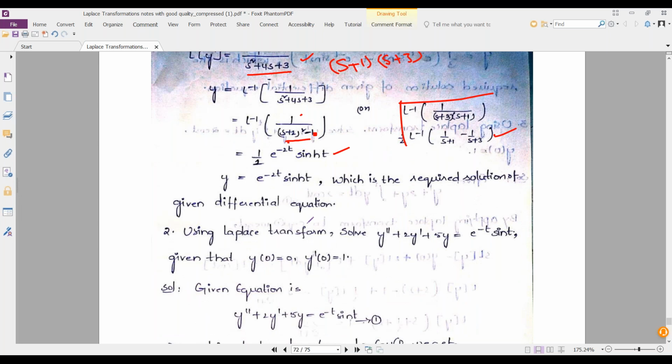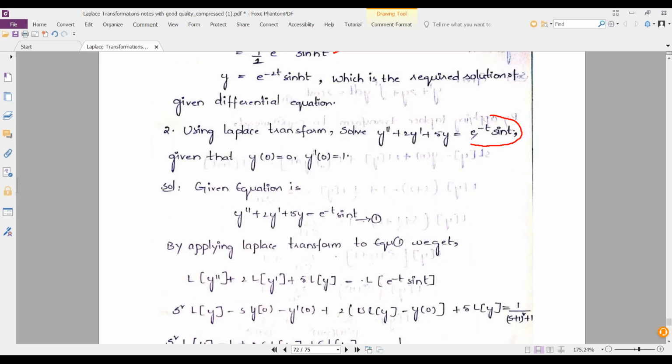Similarly, one more here. In the earlier problem the right hand side was 0. Now in this problem the right hand side is non-zero. So y double dash gives s square L of y minus s times y of 0 minus y dash of 0, where y dash of 0 is 1. And for this, 2 times s L of y minus y of 0, where y of 0 is 0. And for this, 5 L of y. On simplification, L of y double dash, 2 times, and others.